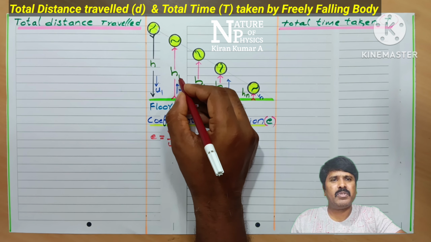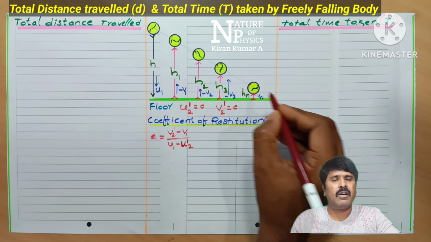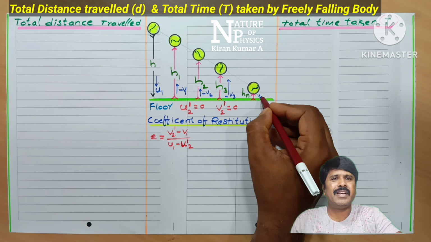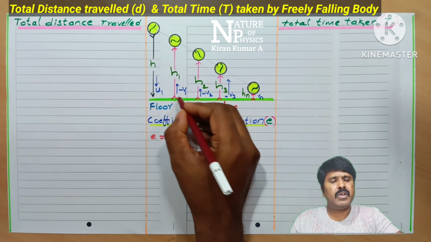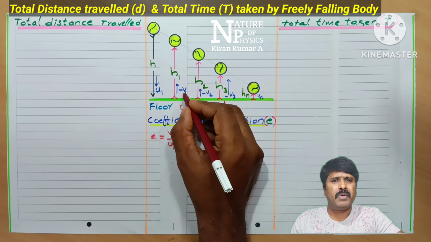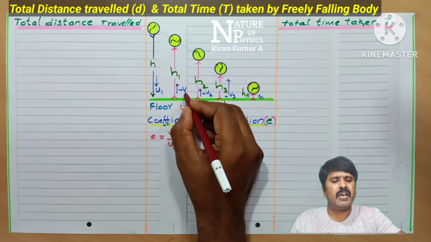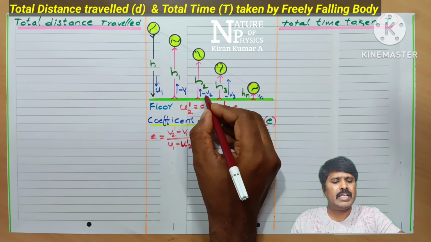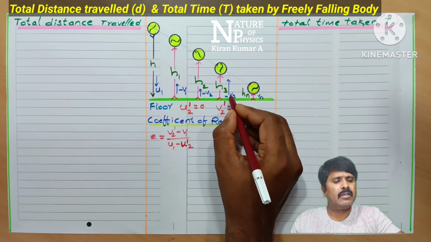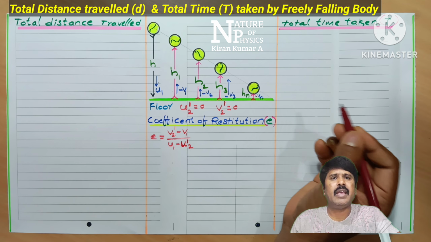h1 is the first rebound's height, h2 is the second rebound's height, and h3 is the third rebound's height, and so on. hn is the nth rebound height. The velocity after reflection, that is the first rebound's final velocity of the body, is minus v1, and here minus v2 for the second rebound, minus v3 for the third, and so on up to minus vn.